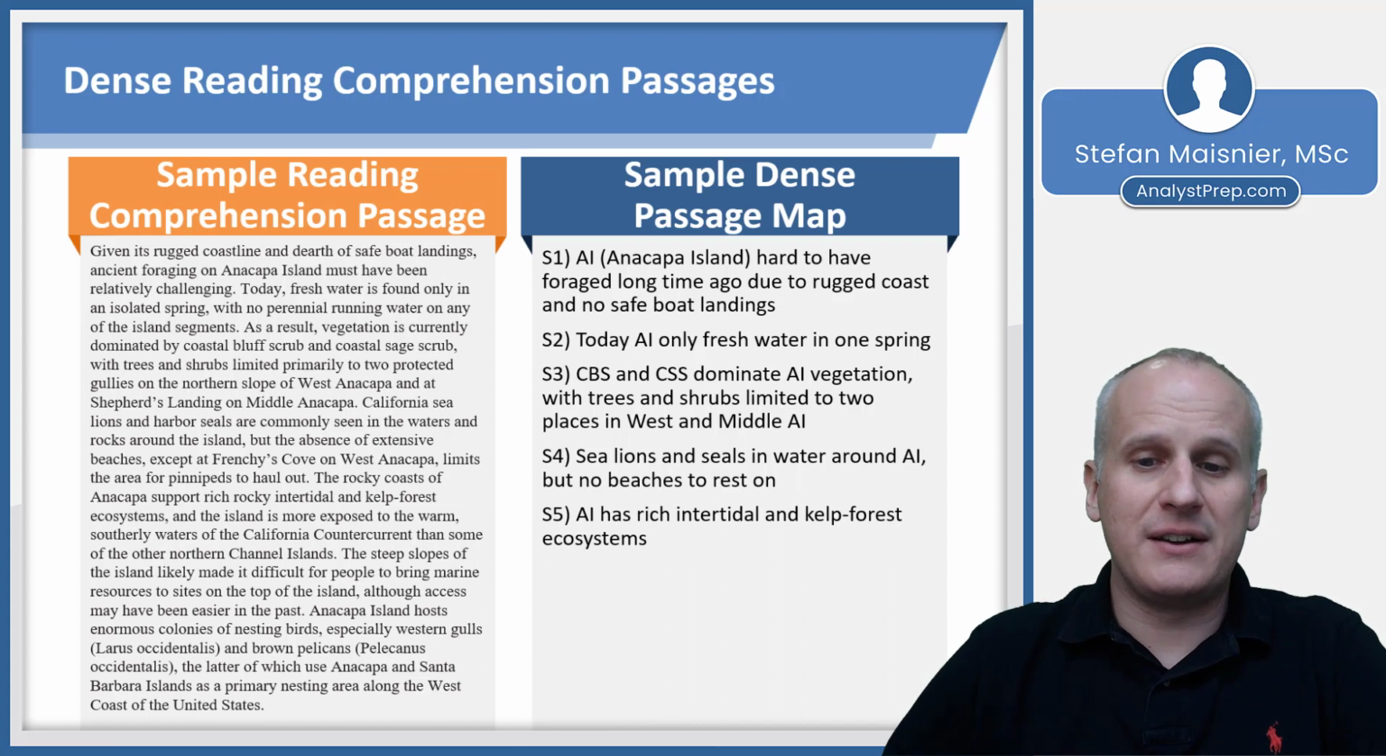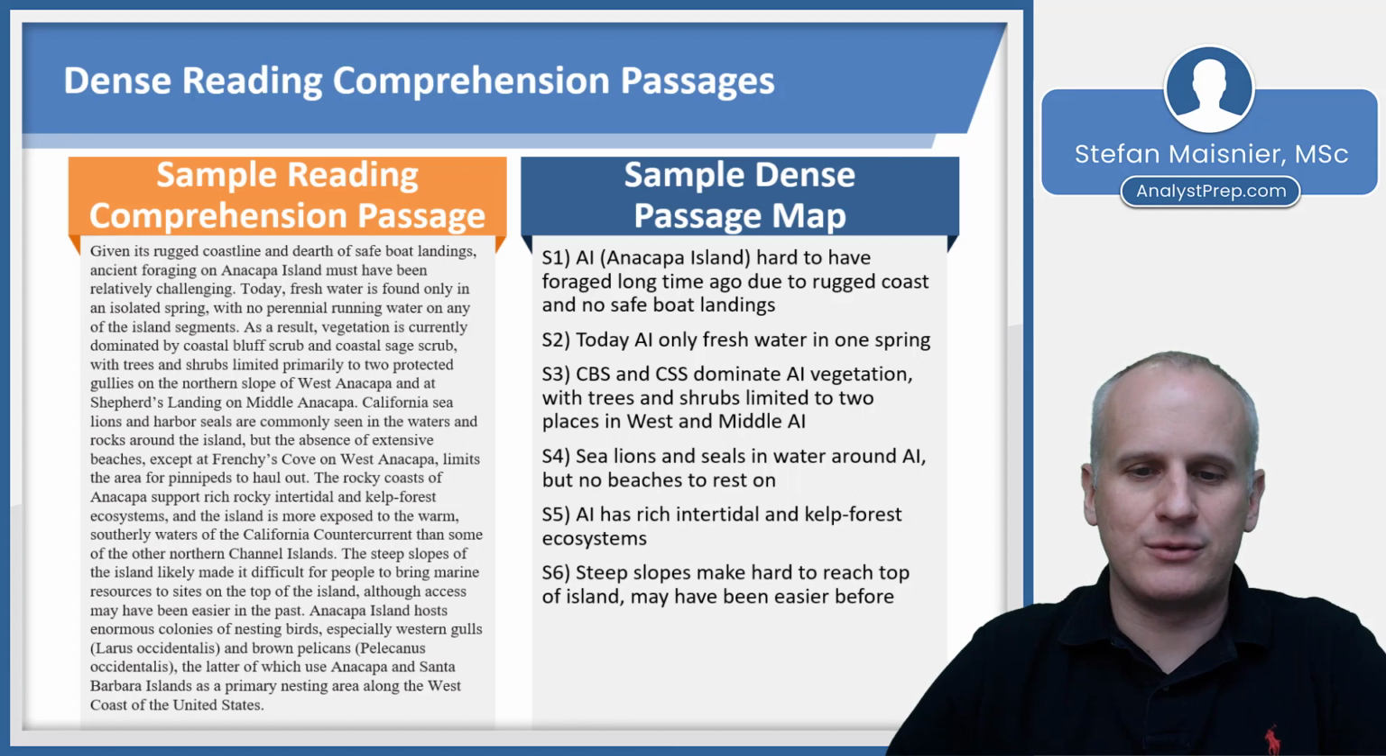So, sentence 5, AI has rich intertidal and kelp forest ecosystems. Simple enough. Then, the steep slopes of the island make it difficult for people to bring marine resources to sites on the top of the island, although access may have been easier in the past. So, sentence 6, steep slopes make hard to reach top of island, may have been easier before. Again, just making this accessible.